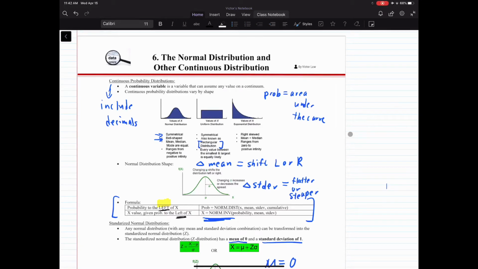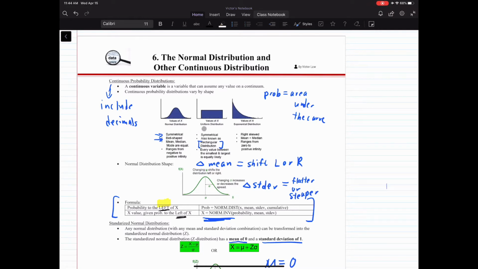Chapter 6, the normal distributions and the other continuous distributions. For continuous probability distributions, there are three common types. The first type of continuous distribution is normal distributions. For a normal distribution, what we have is basically a bell-shaped and symmetric curve.